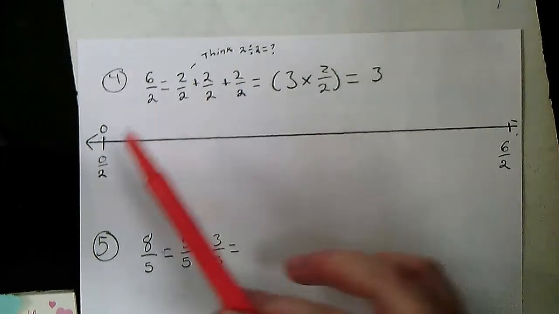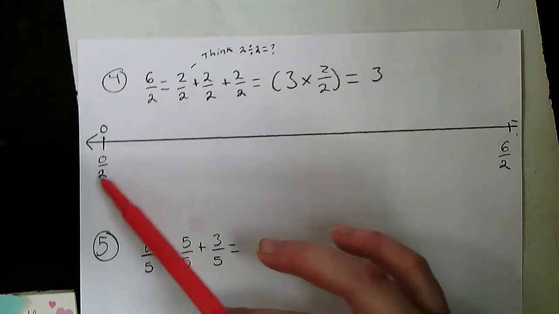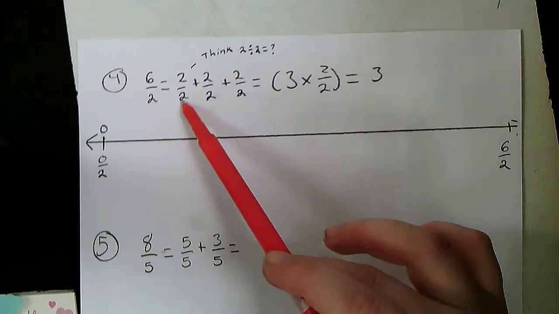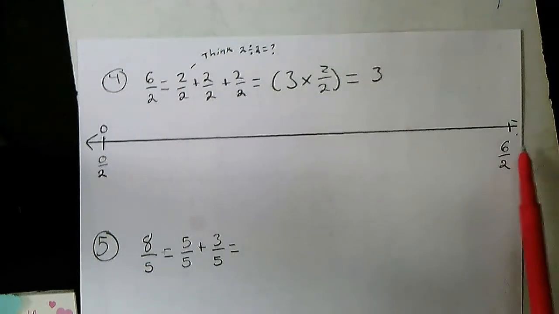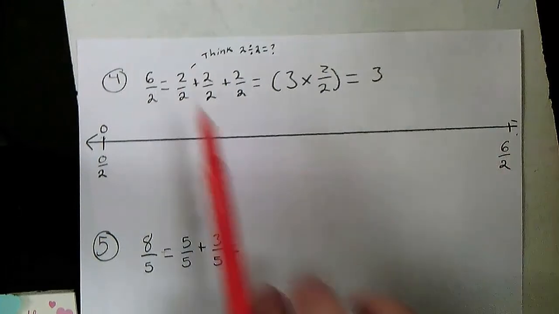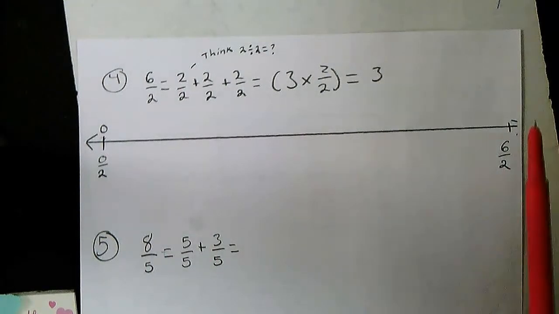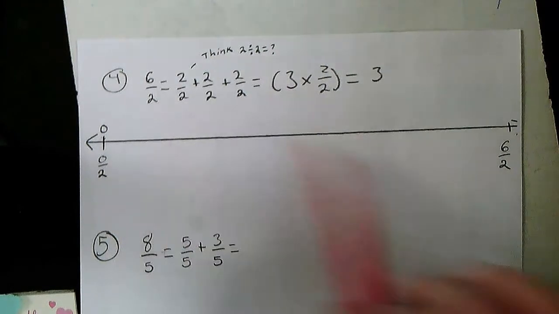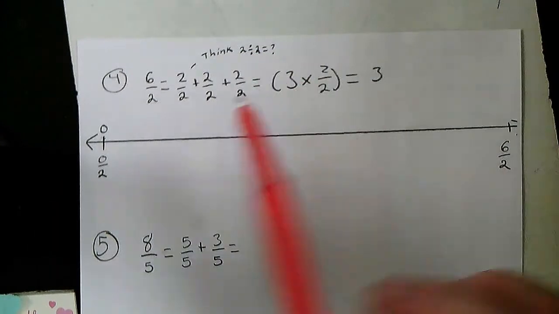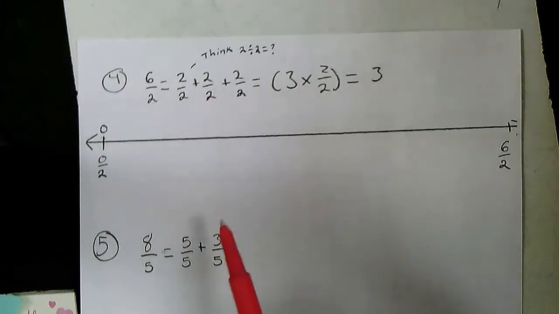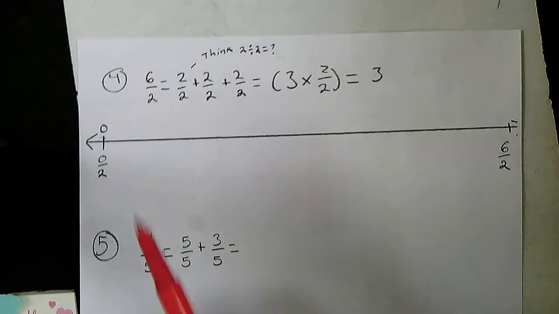So you can see that I started off with 0 or 0 halves, since that's my denominator. And then at the very end of my number line, I wrote 6 halves, because that is what my answer is. So I'm going to try to figure out how I can get to 6 halves on my number line. When I am dividing up my number line, just like I did with the previous problem, since my denominator is 2, I want to split my line into halves.